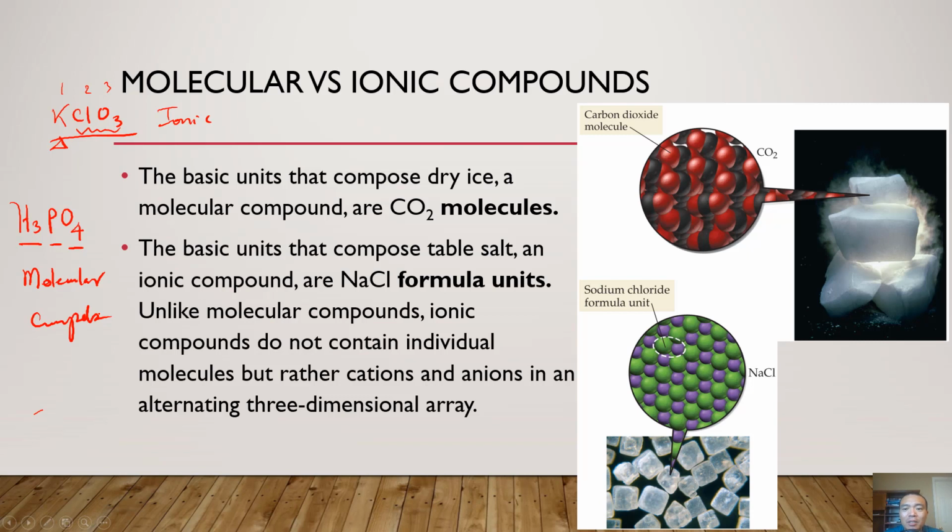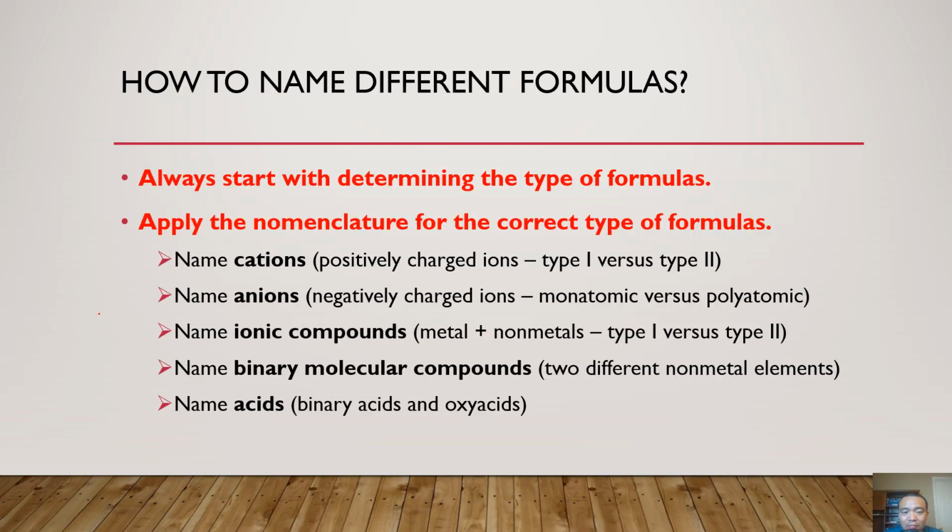Next, we are going to talk about how to name different formulas. Notice I did not say how to name different compounds, because not everything is a compound. Some formulas could be an element. For an element, when you name it, you simply use the elemental name. For example, O2 would be called oxygen or oxygen gas. N2, this is an element. We simply call that nitrogen or nitrogen gas.